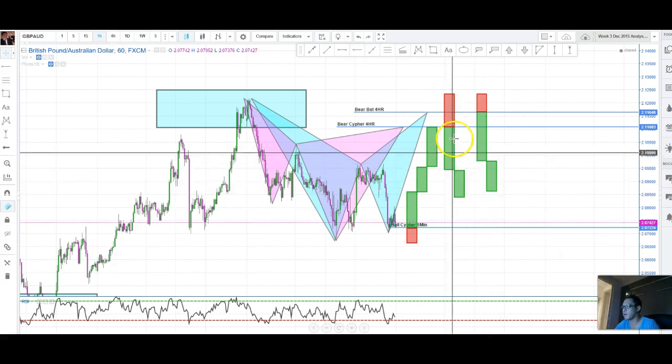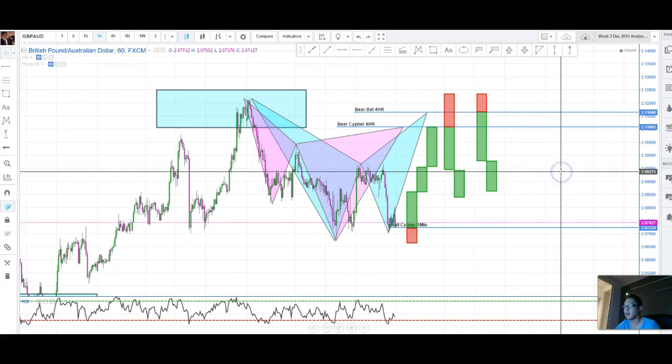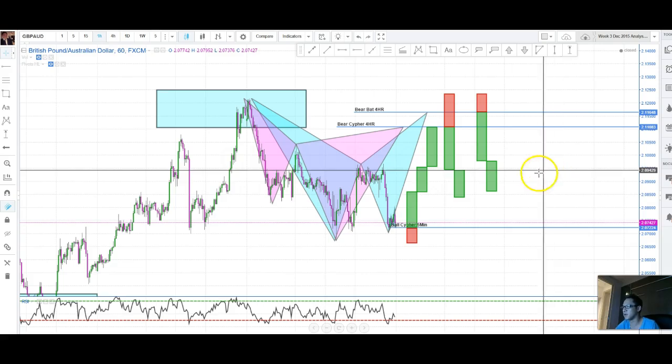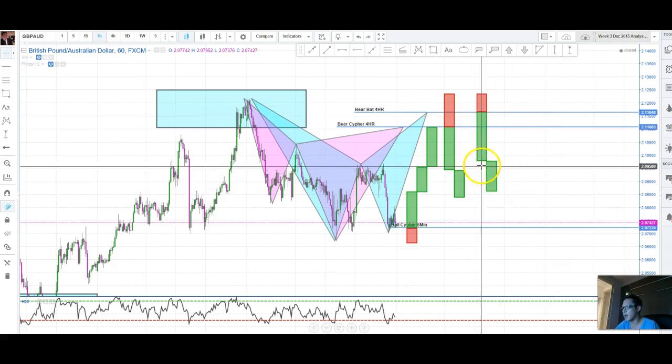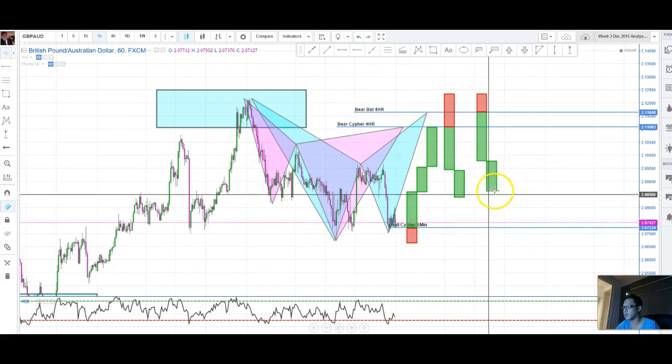Now, I think we're going to see some higher prices in pound Aussie. The Aussie dollar is going to be very weak into the new year. So I might only take target one for this one, and then look for evidence of a potential reversal back up.